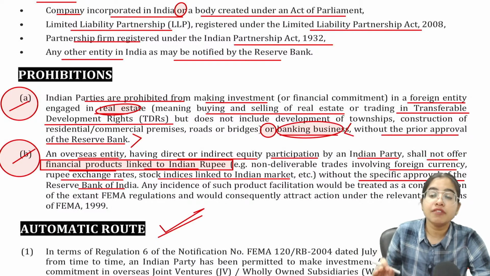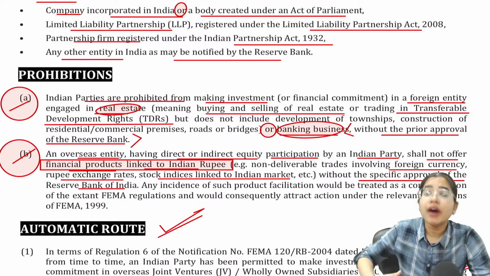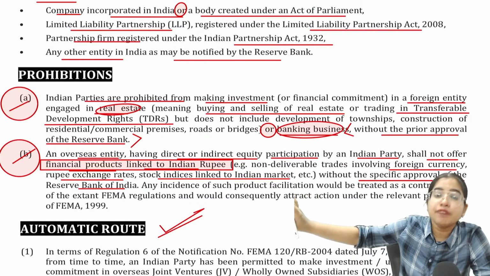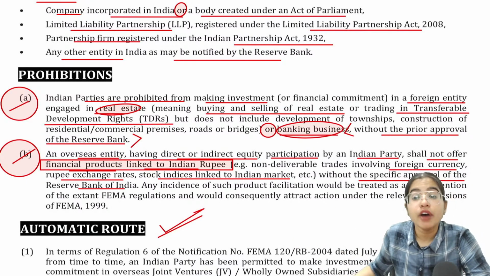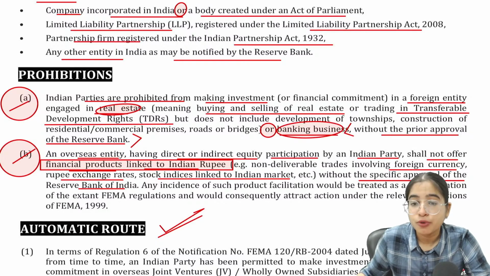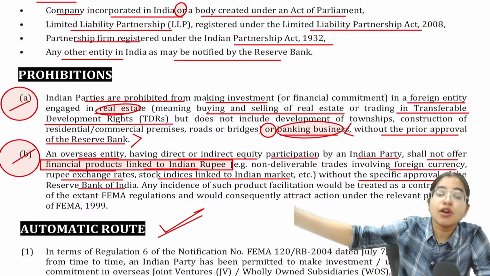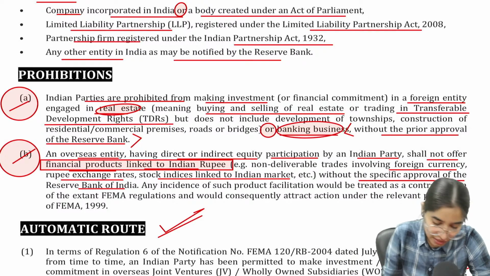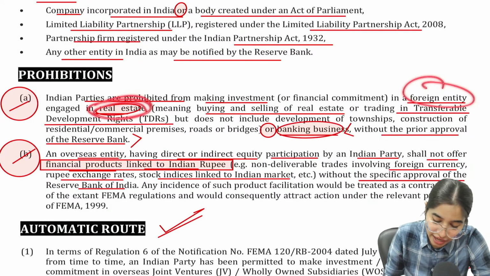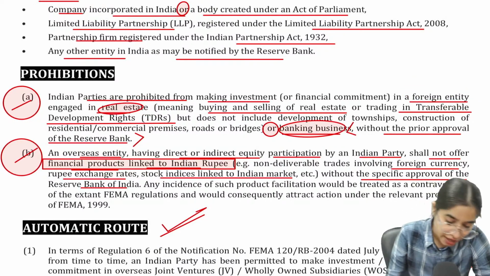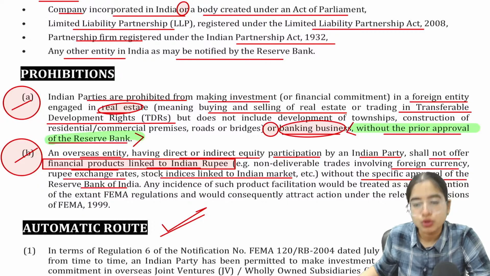Number 1, if you are making investment outside India and that foreign company is engaged in the business of real estate, property dealings or banking business, in that case you need prior approval of RBI. Without the prior approval of RBI, you cannot make ODI in real estate or banking business. This has to mandatorily go through the approval route. You cannot go through the automatic route.